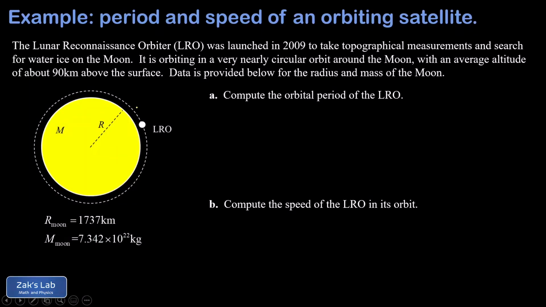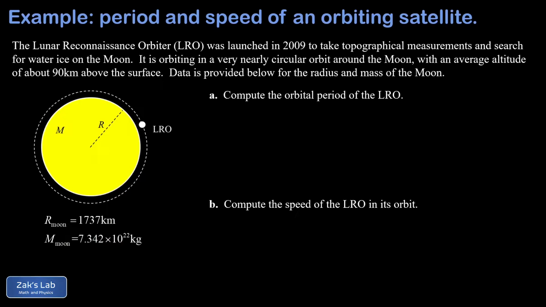In this video, we're looking at a uniform circular motion, circular orbits problem, and we're given a little bit of context on this. This is about the Lunar Reconnaissance Orbiter, or LRO, a spacecraft launched in 2009 to take topographical measurements and look for water ice on the moon.